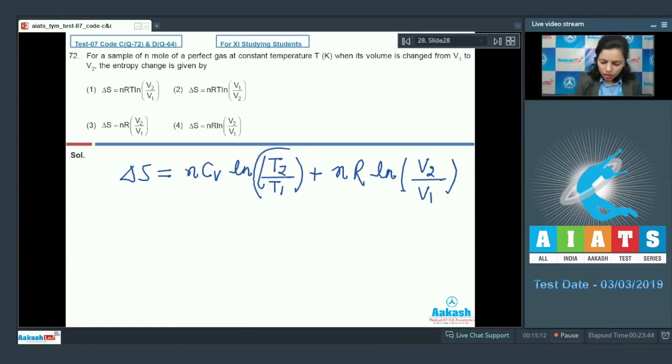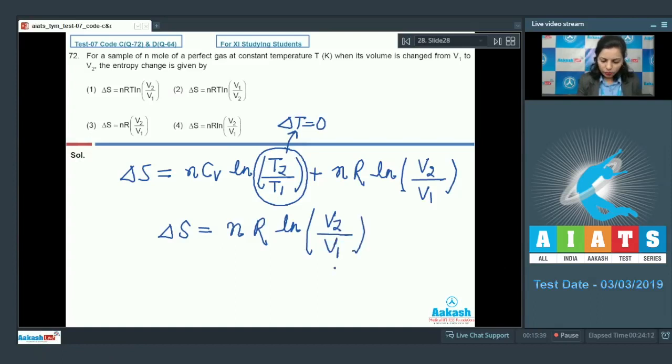Now, as the process is taking place at constant temperature, it means the change in temperature is 0, and that's why this whole term can be neglected, and that's why this delta S is equal to nR log V2 by V1. The simple thing. On the basis of this, which option is correct? Option 4 is the correct option. That's why you should choose option 4 as the correct option for this question.